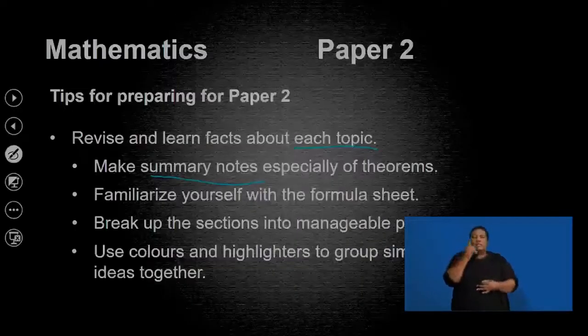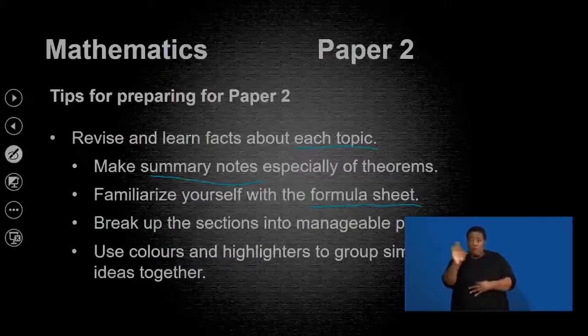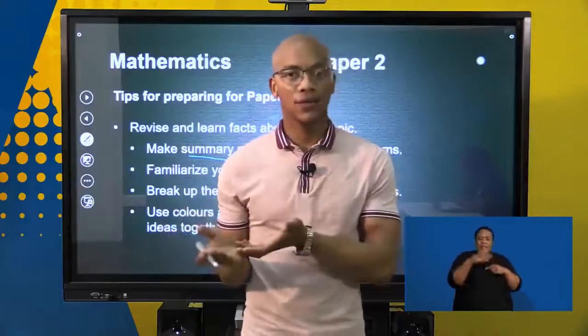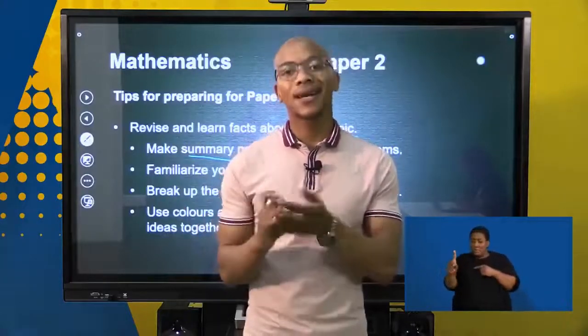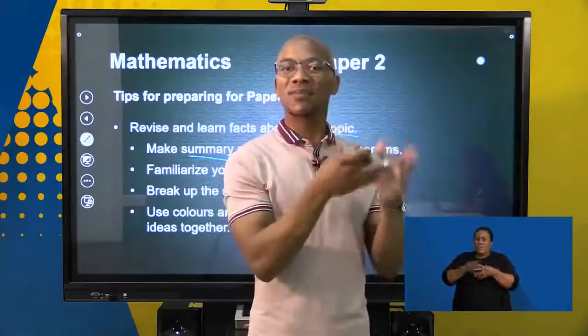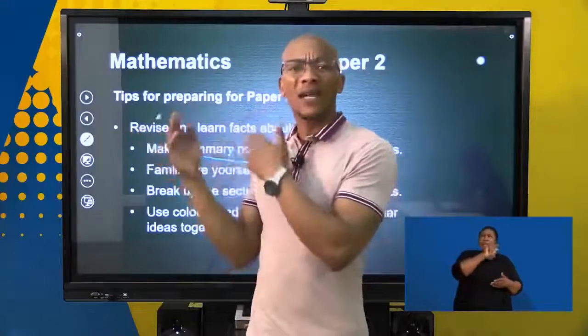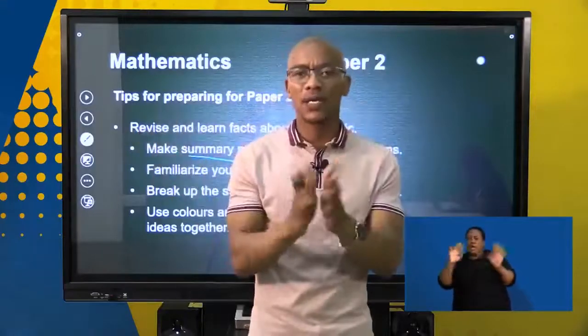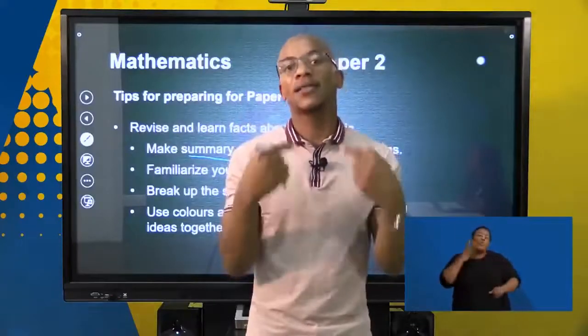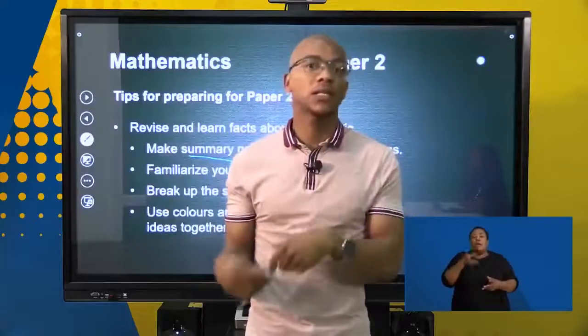And then also, familiarize yourself with the formula sheet. I can't stress this enough. Paper 2, a formula sheet is your friend. Why? Because most of the double angles and the compound angles are there in your information sheet. So you don't necessarily need to spend so much time trying to memorize what cos of A plus B equals. No, you don't need to do that. You just need to know how to apply it and when to apply it.